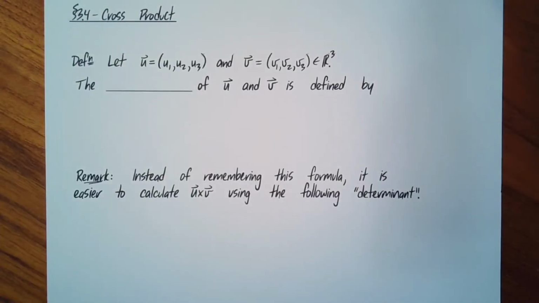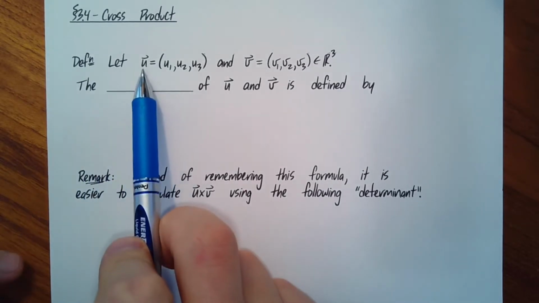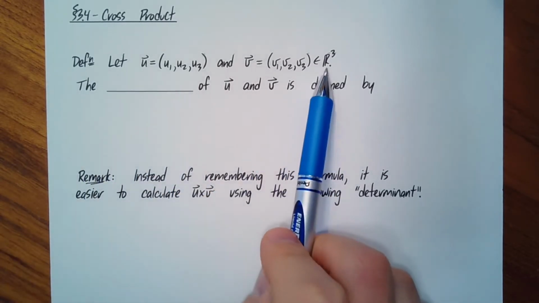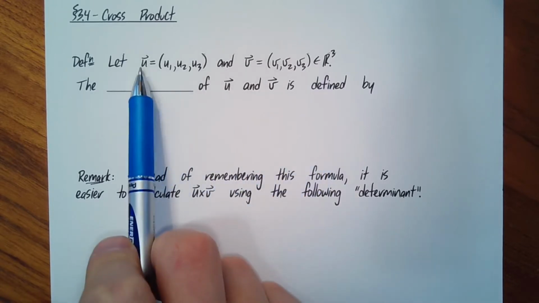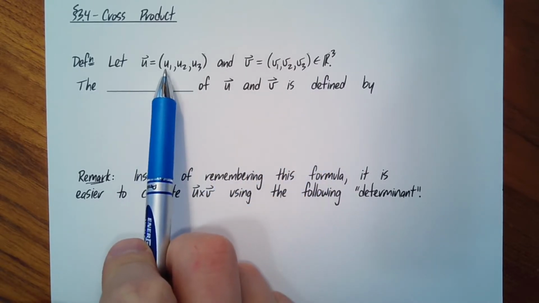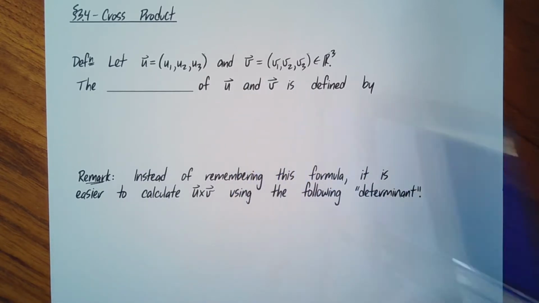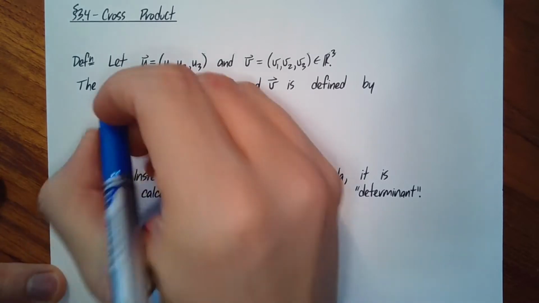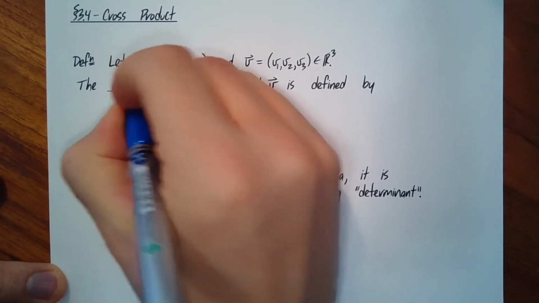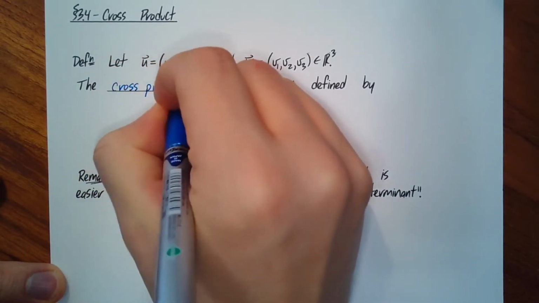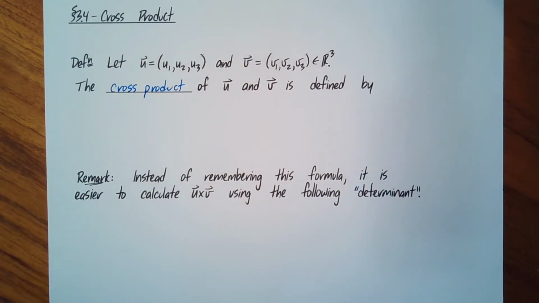Now, the catch is this only works in R3. Okay, but if you do have two vectors in R3, they can be absolutely anything at all as long as they each have 3 coordinates. So I've labeled u to have the coordinates u1, u2, and u3, and then v to have the coordinates v1, v2, and v3. Just following the usual convention. So in this situation, we can define the cross product of the vectors u and v as follows.